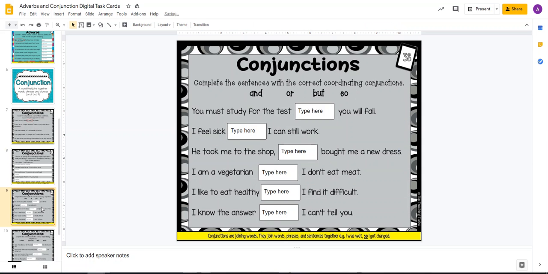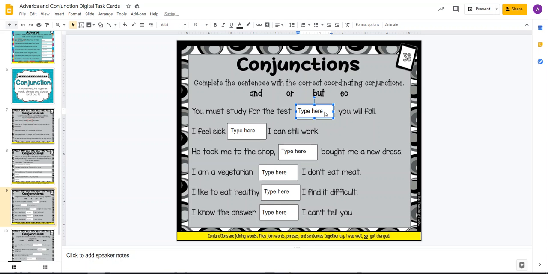On this one, you are going to complete the sentences using the coordinating conjunctions. You're just going to take these 4 different conjunctions and decide which one will fit in each sentence. So in this first one, "You must study for the test, blank, you will fail." If you study, will you fail? So it wouldn't go like this: "You must study for the test and you will fail," because that's not the right conjunction. That doesn't make sense. And you're not going to study "so" you will fail, but you might study for the test "or" you will fail, meaning that if you don't study for the test, you will fail. So you're going to pick one of these 4 conjunctions and put them in these blanks.